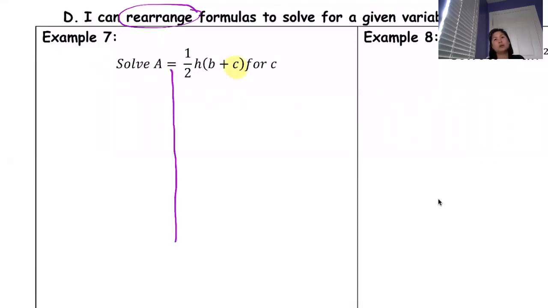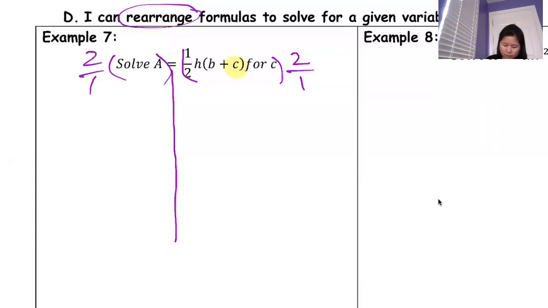For this one, it's a little different in that at the end, you don't have a final answer as a number. What you will have is an expression, a bunch of letters, okay? To solve this one, I see that anything outside or further away from C, I can move to the other side. So I look over here, the 1/2. I can move it over. When you move the fraction, it's going to be the opposite, so 2/1, okay? So let's cancel out this part. So this going to 2 times is going to be 2a equals h times b plus c, all right?